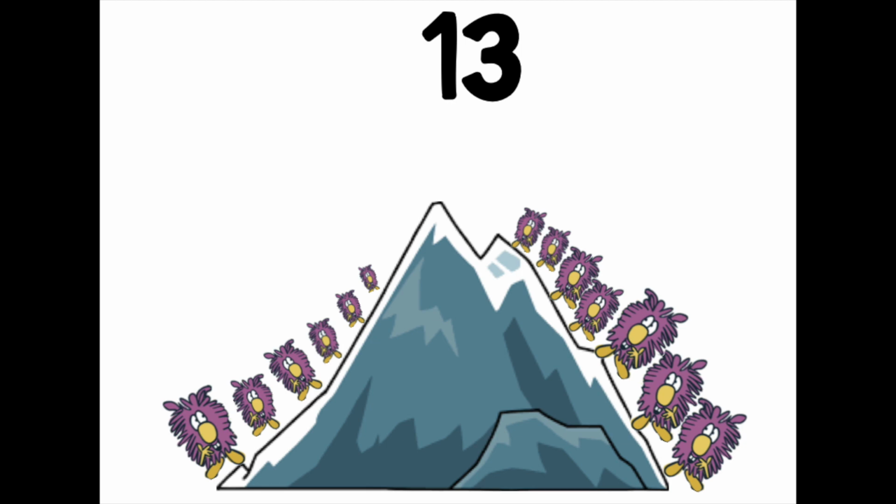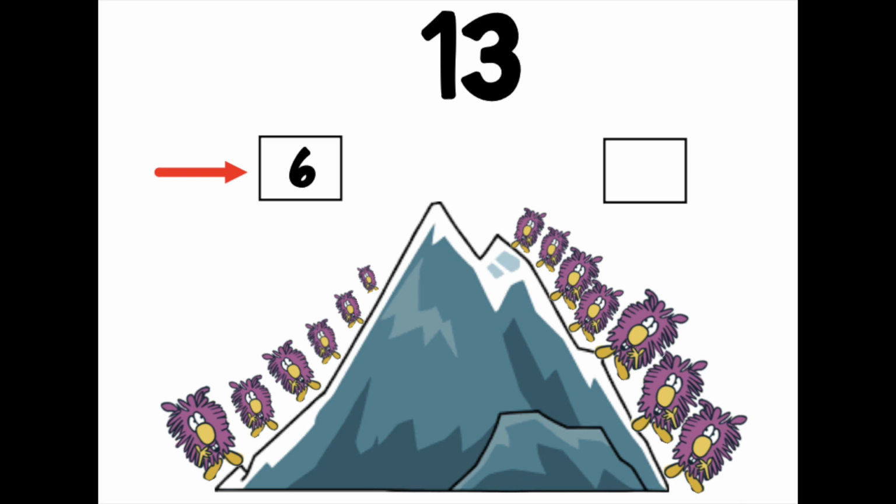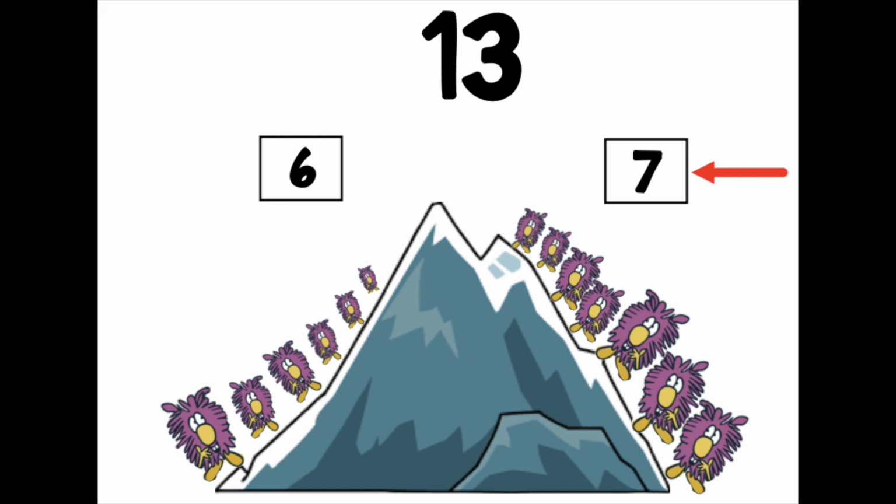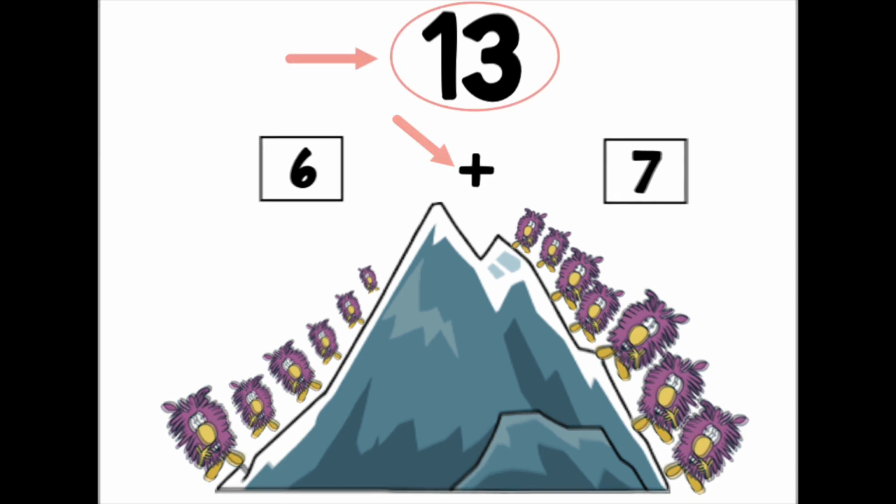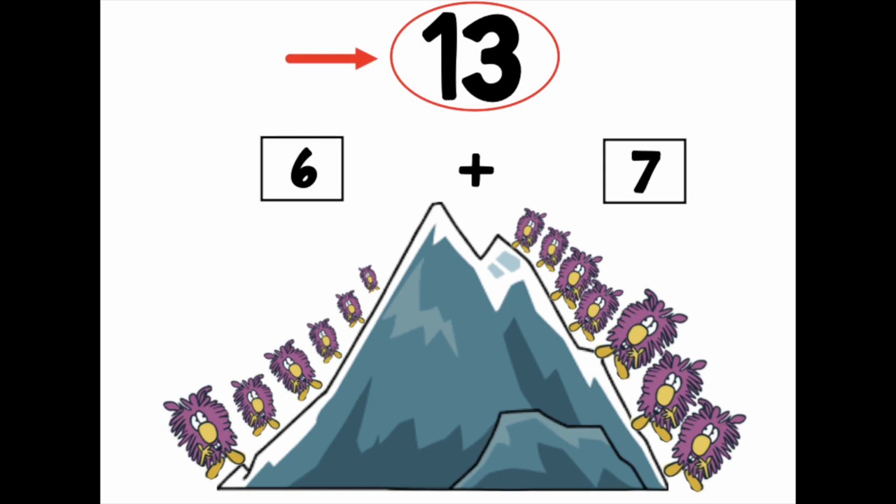To make sure that none of the tiny tumblers fall too far away from the math mountain, we show numbers to make sure that we have every tiny tumbler. So on the left side of this math mountain, we know that there are 6 tiny tumblers. And on the right side of the mountain, we know that there are 7 tiny tumblers. And when you put 6 and 7 together, you get the number 13.